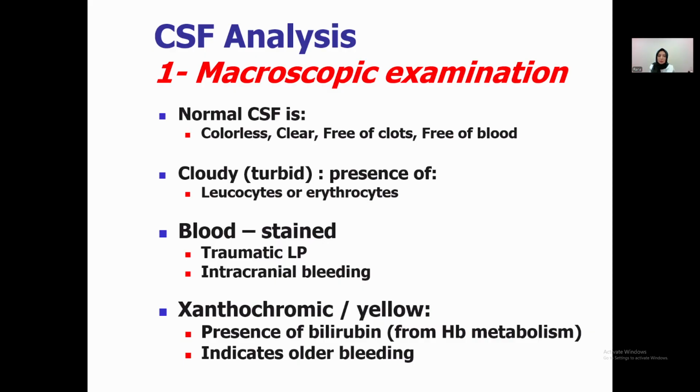Xanthochromia is the presence of bilirubin and indicates older bleeding. Usually the color is yellow. So either it's normal, which is colorless, or a little whitish or turbid due to leukocytes or erythrocytes, or it may be red, due to either a traumatic tap or intracranial bleeding, or yellowish, which is most commonly due to xanthochromia, indicating older bleeding.